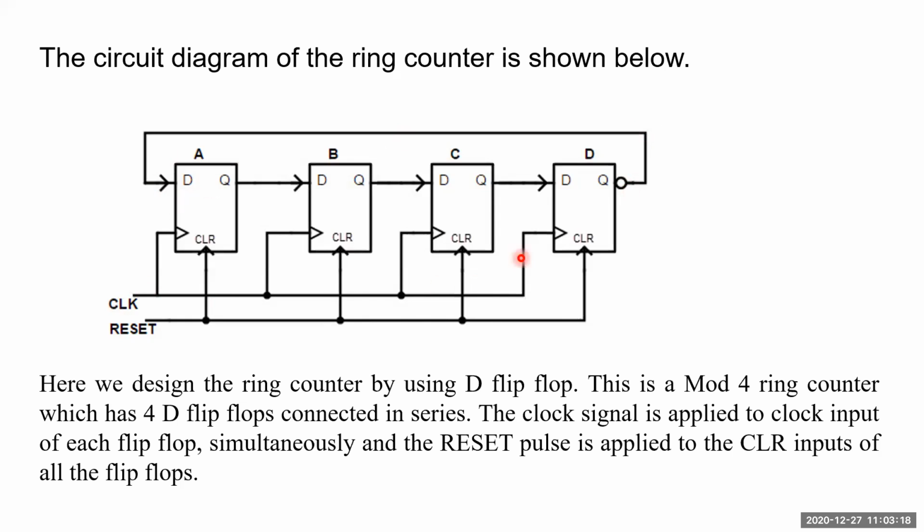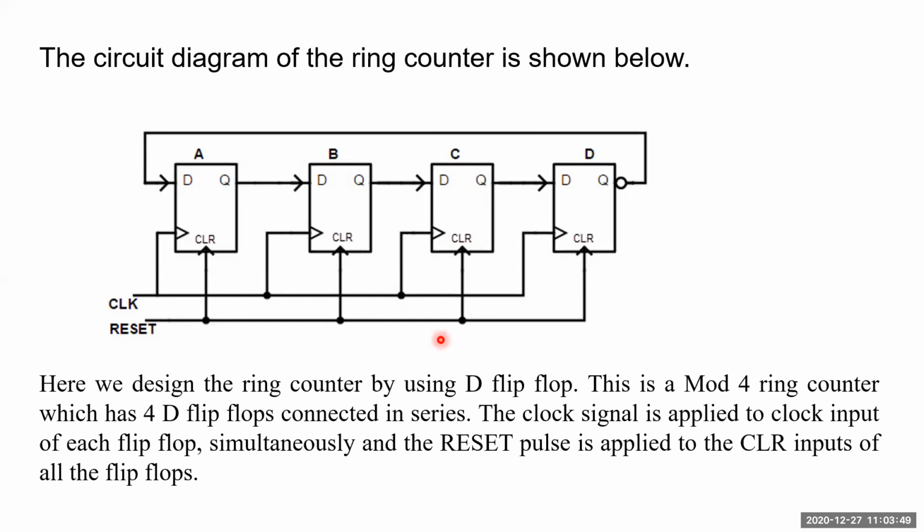The clock is connected over here. If a clock is connected simultaneously to all the flip-flops, we call it what? A synchronous kind of counter, where the clock is connected simultaneously to all the flip-flops. But in the asynchronous counter, the output has to become the clock input. Since I have connected the clock as an input to all the flip-flops simultaneously, I can call this kind of ring counter a synchronous counter.